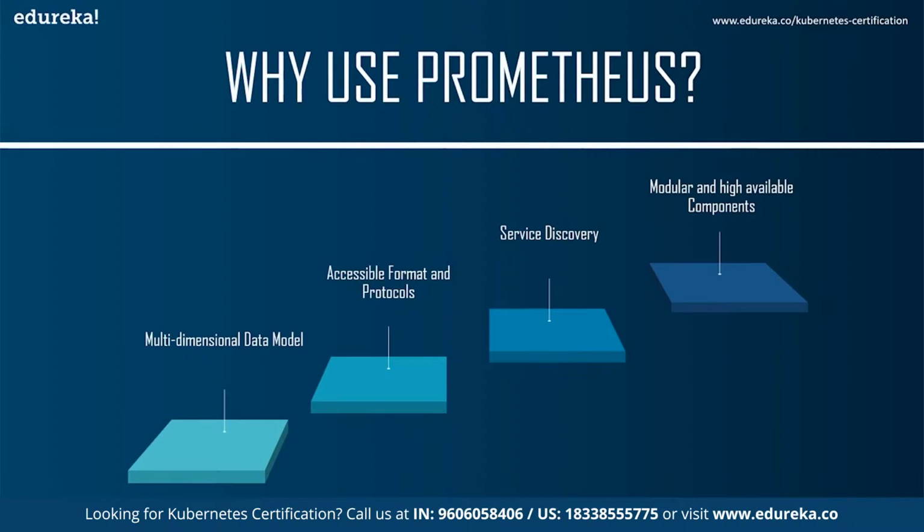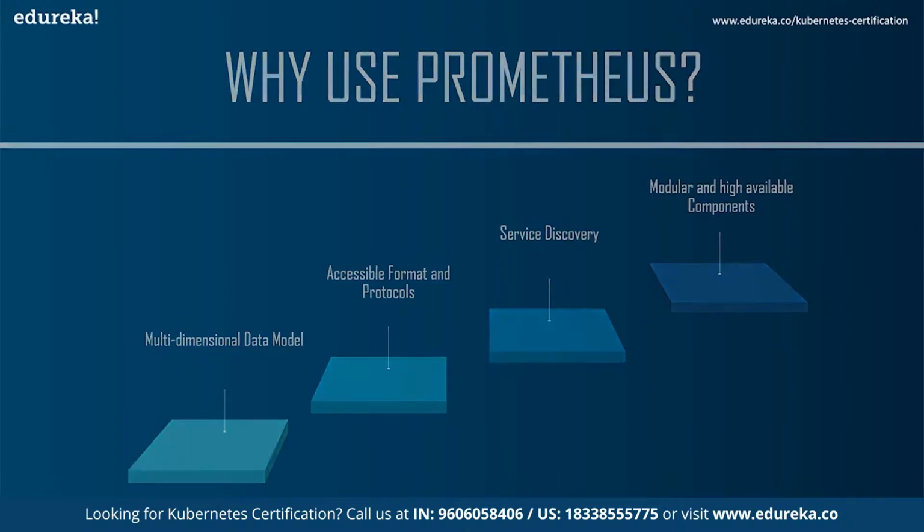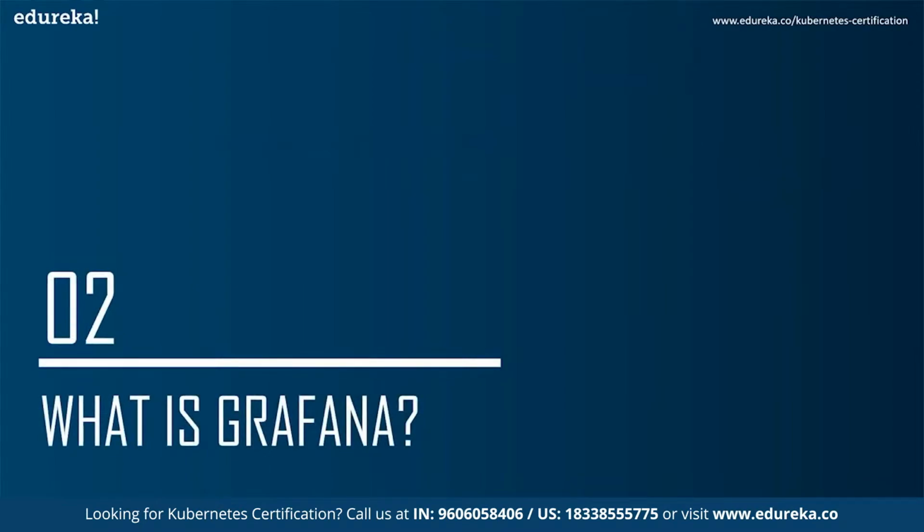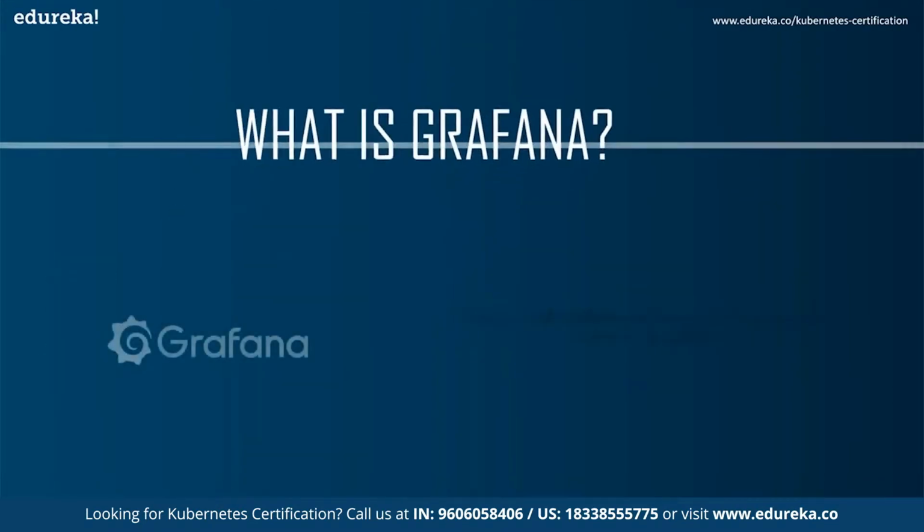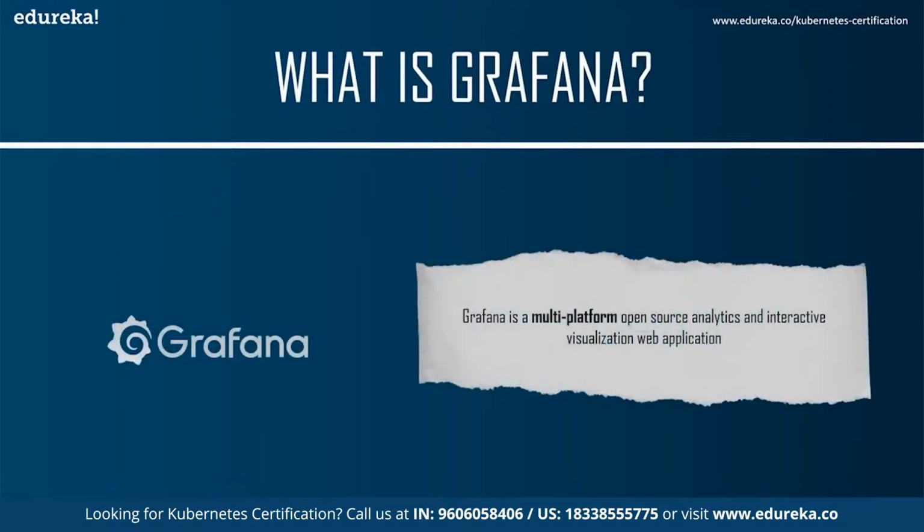Metric collection, alerting, graphical visualization, all of these are performed by different composable services in Prometheus itself. Now, all these services that I just mentioned are designed to support not only redundancy but also sharding. So now that we know what Prometheus is and why we need to use it, let's move ahead and understand what is Grafana.